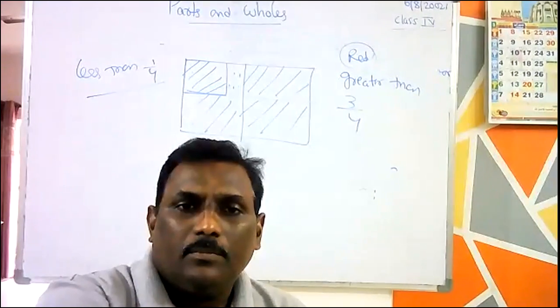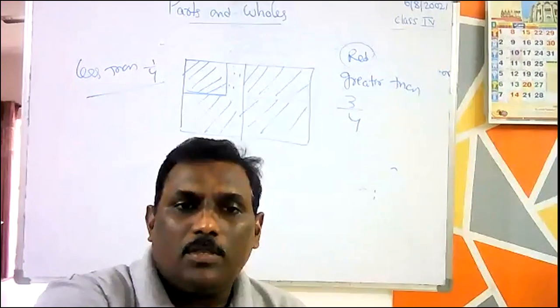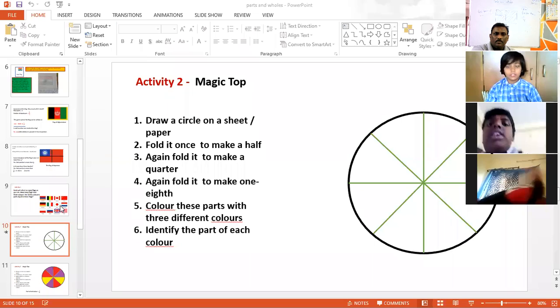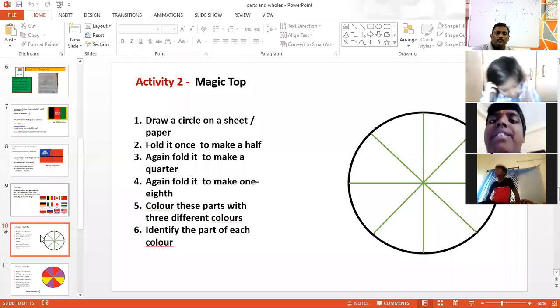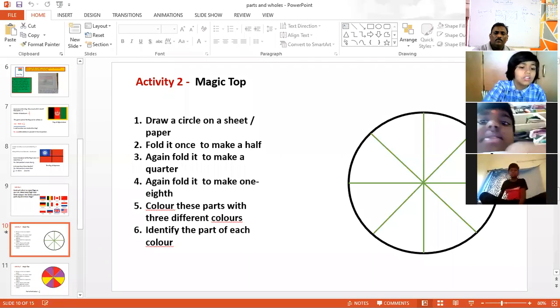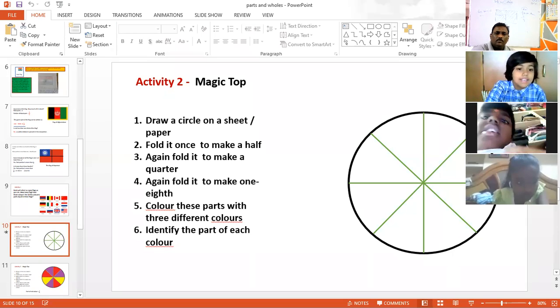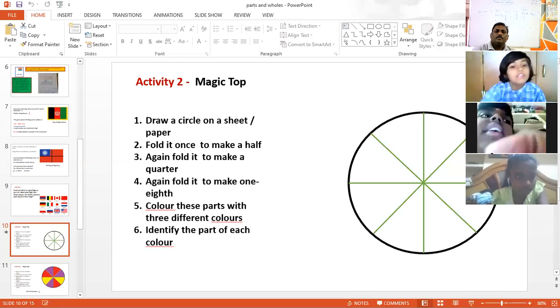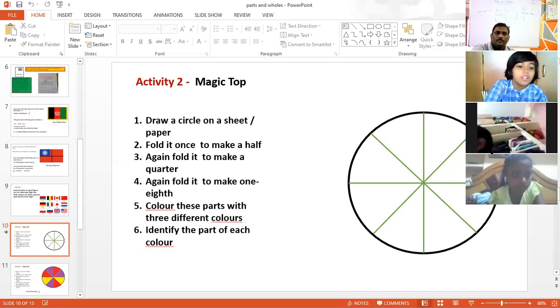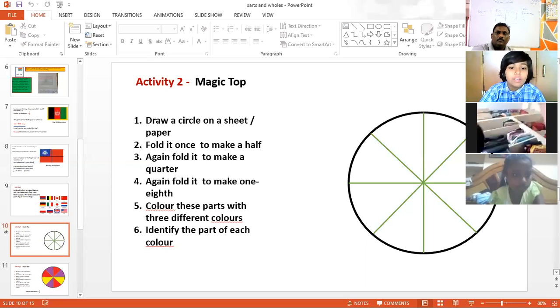Sir, we can't see the screen. Sir, we cannot see the screen. Yes, sir. Now we can see the screen. Activity: magic of the circular sheet of paper.